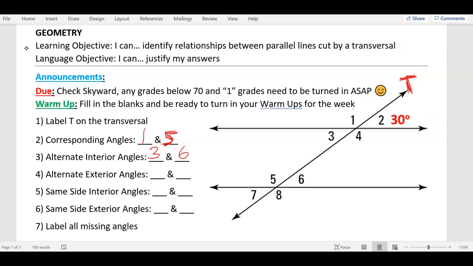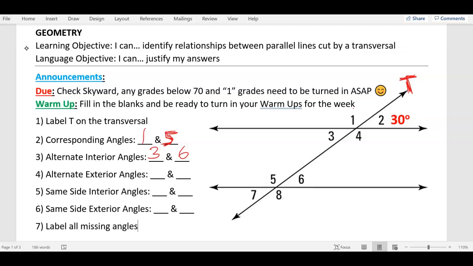Now, next one, alternate exterior. Again, alternate means different sides of the transversal, okay? But exterior means outside of the parallels. So let's pick an exterior angle. I'll pick angle 1. What is alternate exterior way down here on the other intersection? Okay, 8. 1 and 8 are on alternate sides, and they're outside the parallels. So 1 and 8 is perfect.